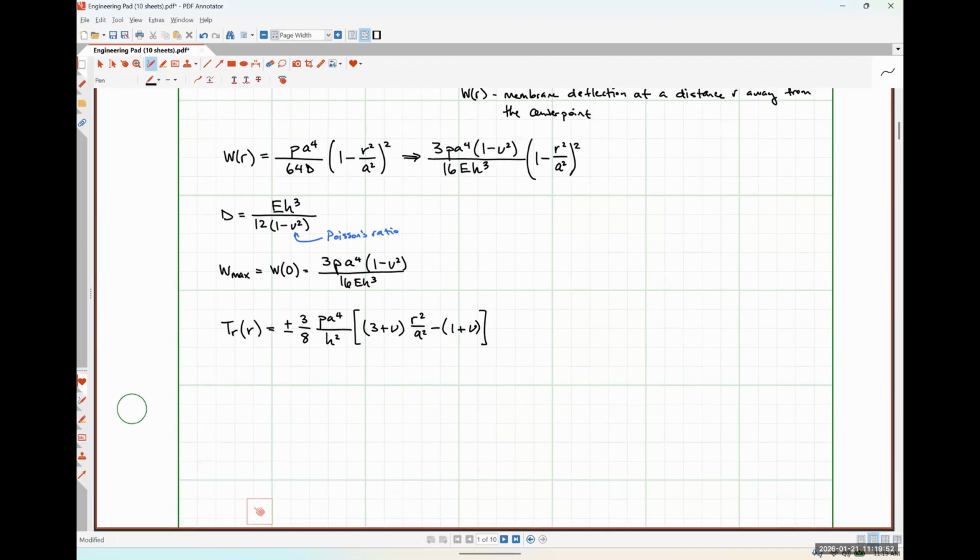And our transverse stress is pretty much going to be the exact same thing, except that we are going to have something a little bit different inside that square bracket. So it's going to look like plus or minus 3/8 PA to the fourth power over H squared. And then here I'm going to have 3 nu plus 1 times R squared over A squared minus that same 1 plus nu.